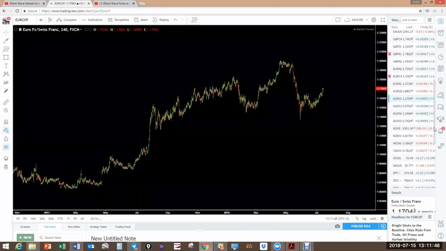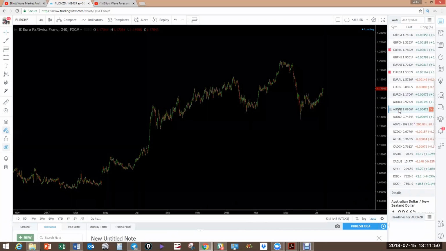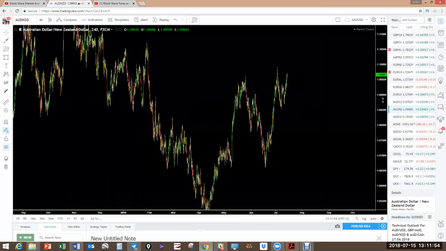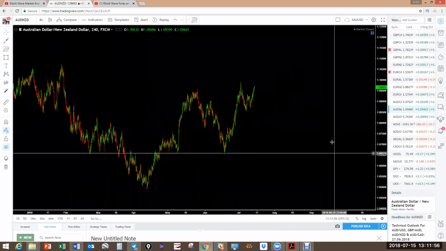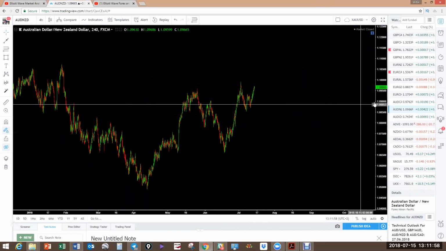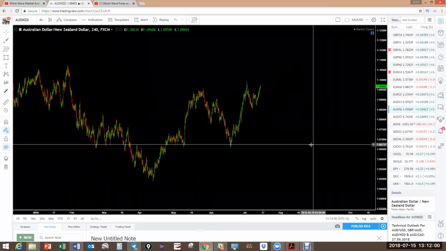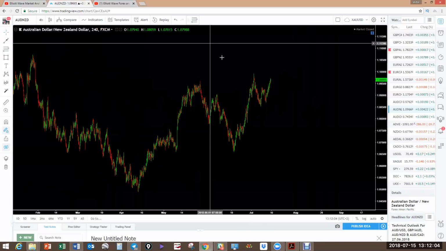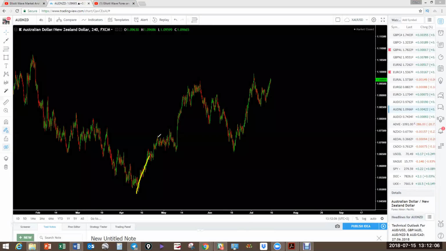Now the trade that I was talking about that you need to look out for in the next coming sessions is this one, AUDNZD. If you look at AUDNZD, it has made a 1 expanding flat, 2, 3 up, and has made a 3-wave pullback, 1, 2, 3.